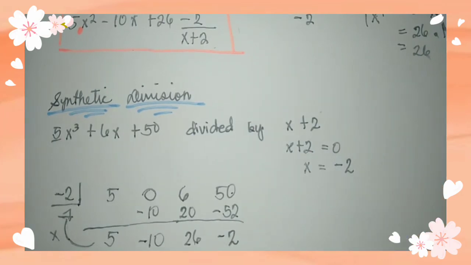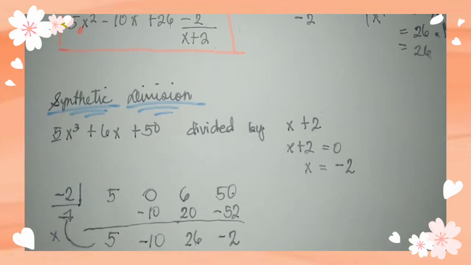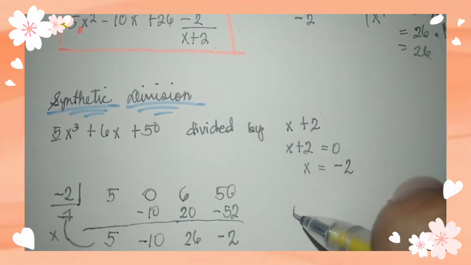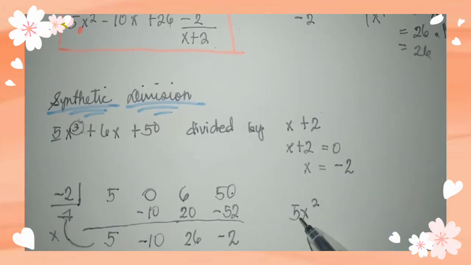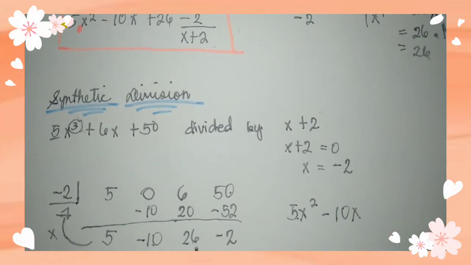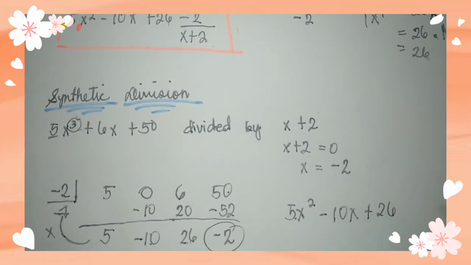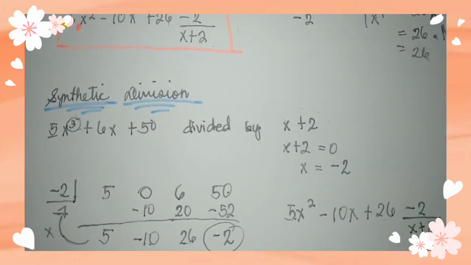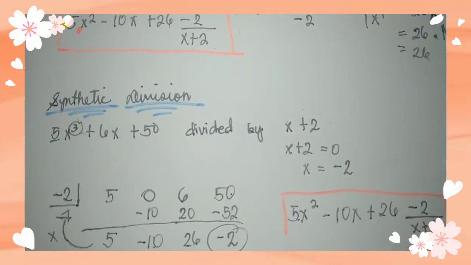And then, ilagay na natin siya as polynomial expression. Remember, lagi nating ima-minus si highest degree to 1 enable for us to come up with 5x squared. 5x squared and then followed by negative 10x. Ito siya. And then, 26. Remainder na natin si negative 2. Remember, ang remainder natin, always lalagyan natin ng pinaka-divisor. Itong x plus 2. And this is already the final answer.